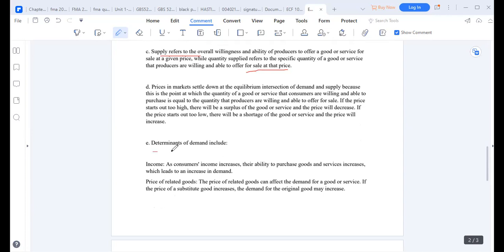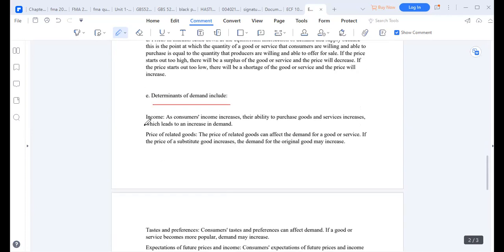So what are the determinants of demand? We have a number. There's income, which is a consumer's income. It's a key determinant because it shows the ability that you and I have to purchase these goods and services. It brings about what we call the income effect. If the elasticity is positive, it is a normal good. If the elasticity is negative, it is an inferior good.